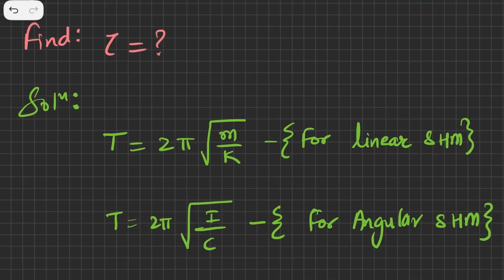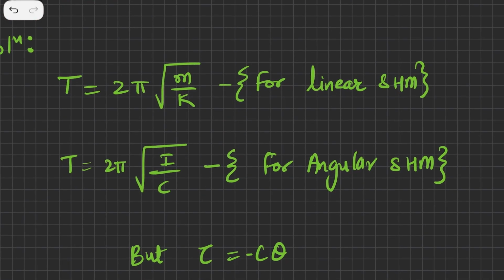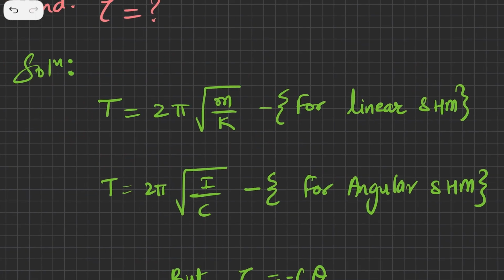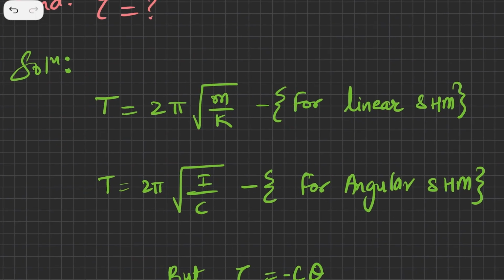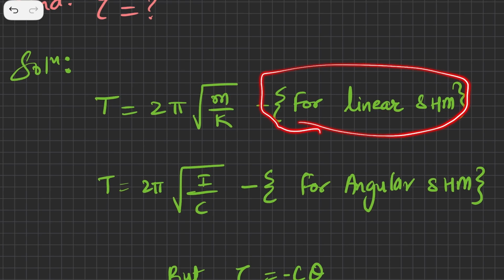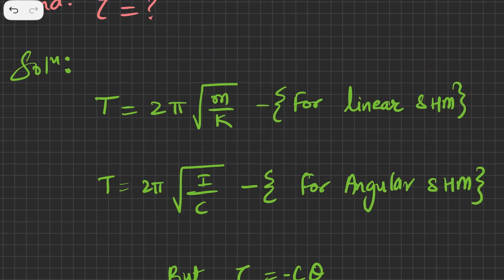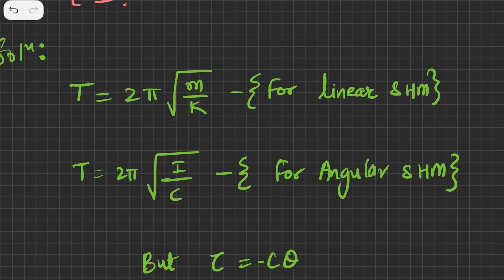If you remember, T is equal to 2 pi root of m by k. This is an equation which we have derived in our theory class, where m is mass and k is the spring constant, and this is for linear simple harmonic motion. However, this is not needed in this case, but I'm just trying to make you understand how this equation comes from linear simple harmonic motion.